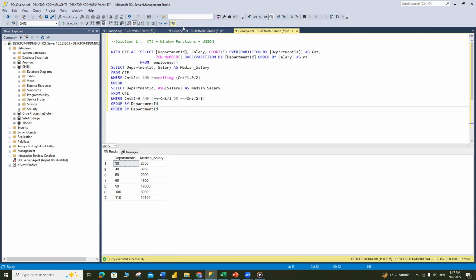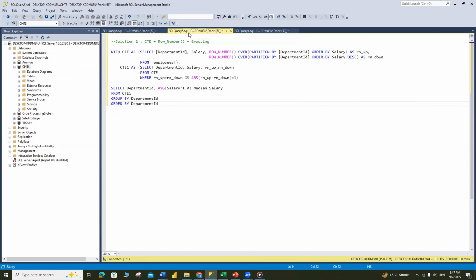Solution 2: CTE plus ROW_NUMBER plus grouping. In this solution, we avoid the union by numbering the rows in both directions. In the first CTE, RN up assigns row numbers ascending, with the lowest salary equal to 1. RN down assigns row numbers descending, with the highest salary equal to 1.